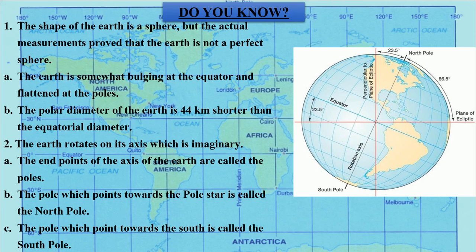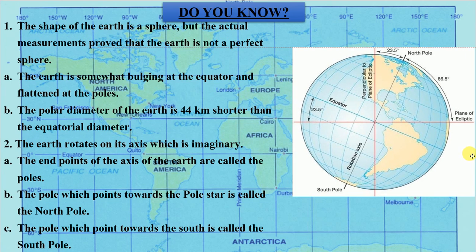The Earth is slightly bulging at the equator, as you can see here in this picture. Also, you are able to see here, aren't you? See here in this picture that the Earth is slightly bulged at the equator and flattened at the poles. As you can see, here is the North Pole, and here you can see is the South Pole. They are slightly flattened at the poles.